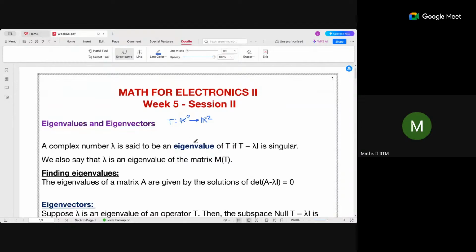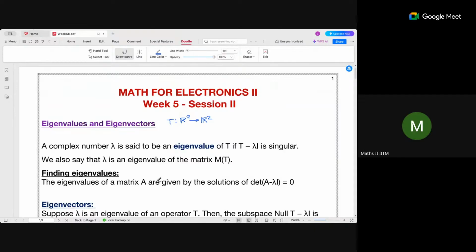A lambda is called an eigenvalue if T minus lambda is singular. What is meant by T minus lambda being singular? This means it is non-invertible. If this is non-invertible, then the corresponding matrix representation, which is A minus lambda I, will have determinant 0. So this means what?